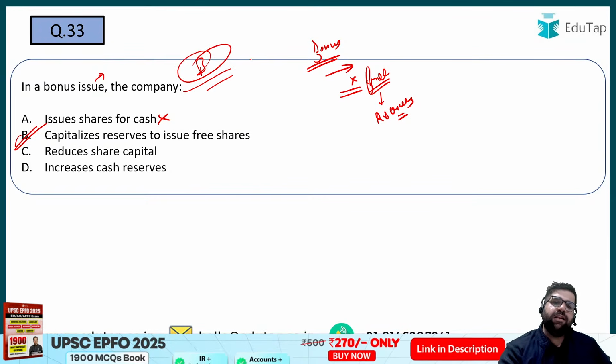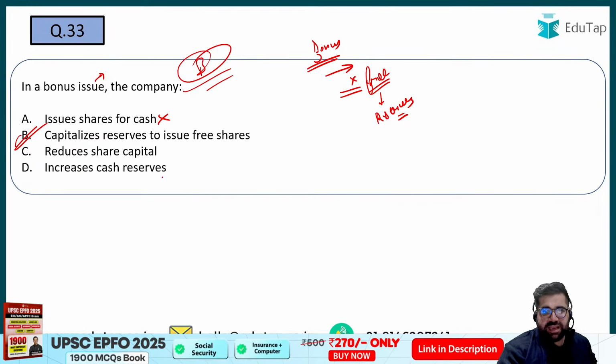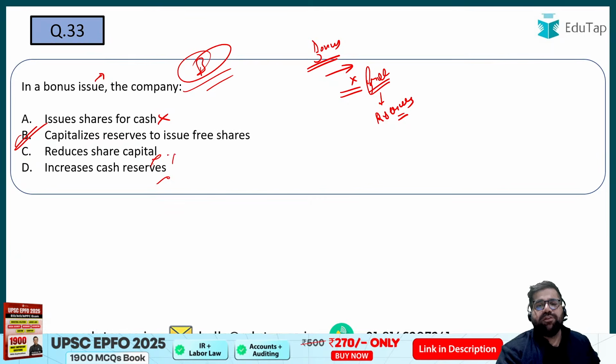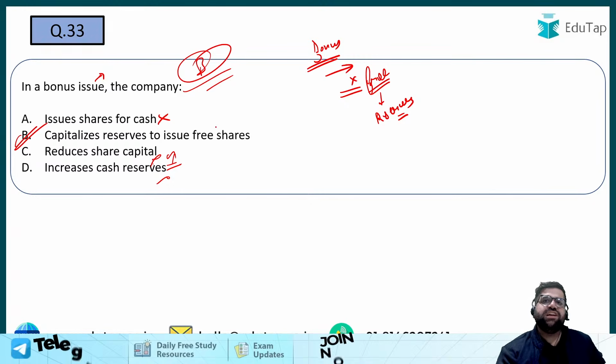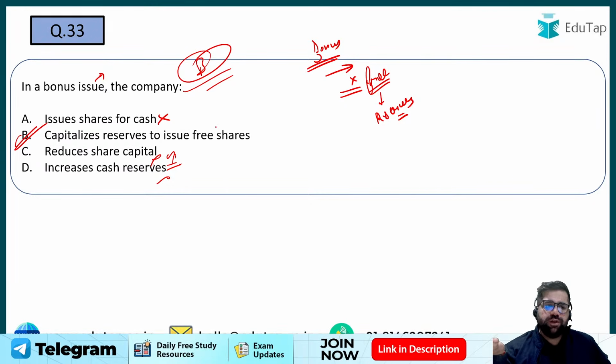Reduces share capital, increases cash reserves. No no no. शेयर कैपिटल तो बल्कि इंक्रीज होगी, because आप बोनस शेयर्स इशू कर रहे हो, तो शेयर कैपिटल इंक्रीज होगी, right? So my right answer over here will be option number B.